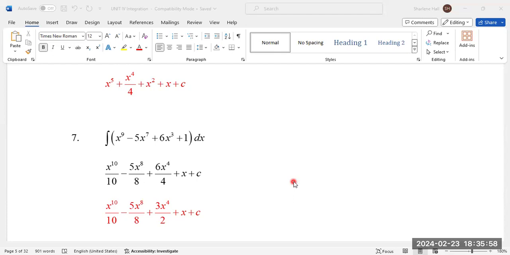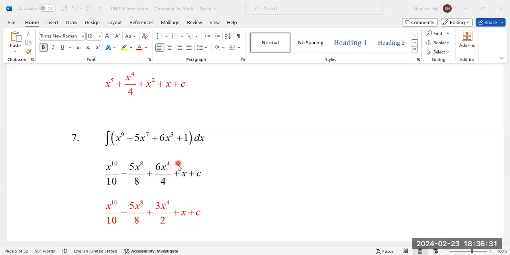But remember, now it's supposed to be negative 5x to the 8th power over 8. Remember, all you did, Mario, is just add 1 to the power and divide by the new power. So everything that comes with it, you carry it back. So this negative 5x to the 7th is going to be negative 5x to the 8th over 8. Everything it comes with, you're carrying it back.